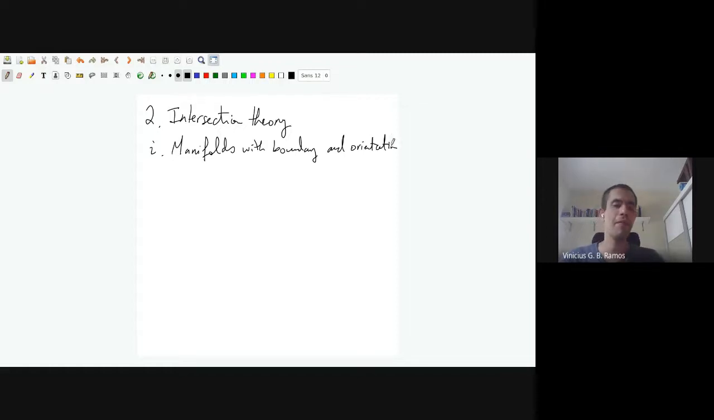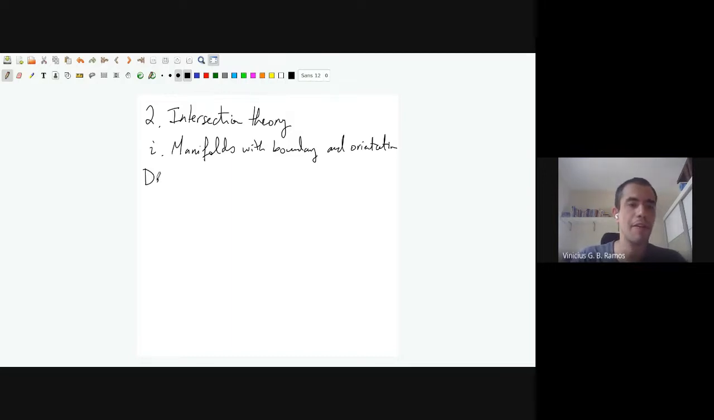So this is something that you might or might not have seen in a class about manifolds. So it's slightly more advanced, but not a lot more. But I'm going to review it and try to go as slow as possible so that everybody's on the same page. And then we're going to really talk about intersection theory more next time.